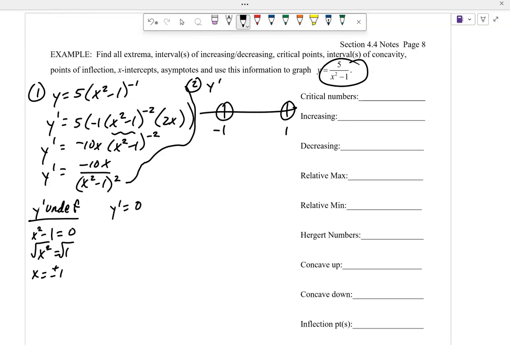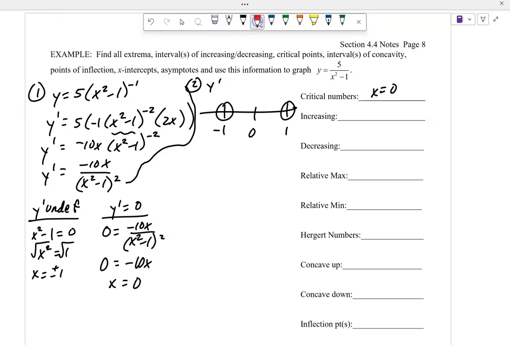Now, where is y prime equal to 0? Where is 0 equal to -10x over x squared minus 1 squared? Multiply both sides by x squared minus 1 squared. You get 0 equals -10x. Divide both sides by -10. You get x equaling 0. So 0 is a critical number here, and it is defined in the original function.